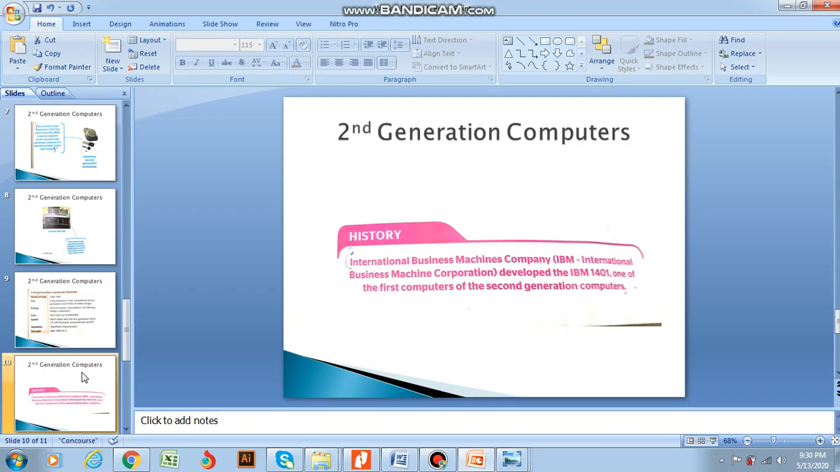Okay, so this was all for today. What are you going to do now? You are going to search more and more images about the first generation computers and the second generation computers. You have to compare them, and you have to see the differences among them. Okay, so this was all about this week.